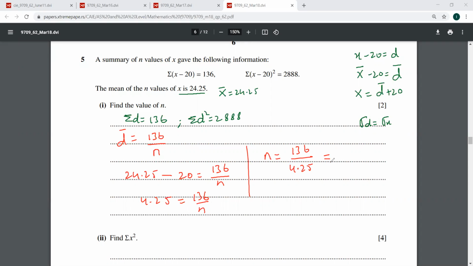136 over 4.25. Sir, 32. Okay, this is 32. So is that clear? How did we find this n over here?